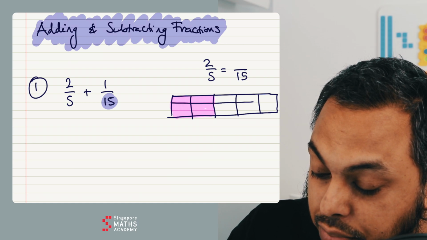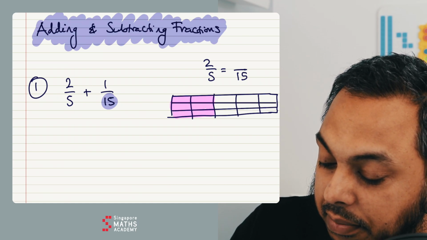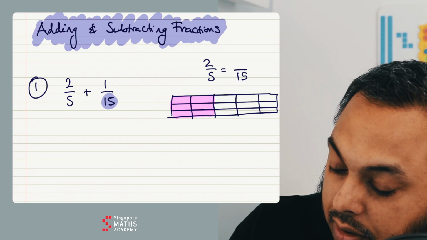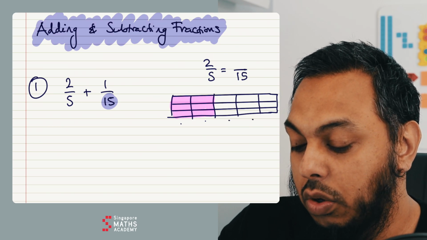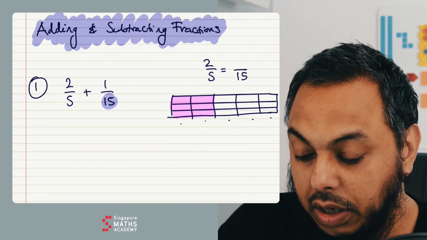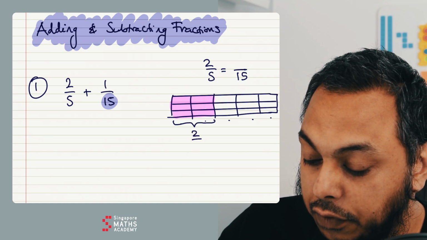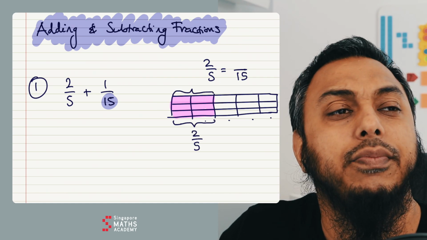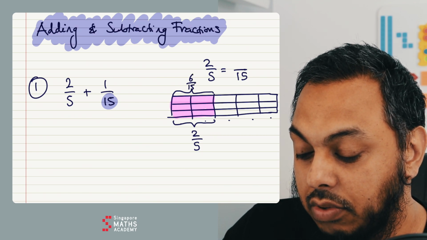Into 15ths, well, I can just break them down like this and give something like that. And let's make it a bit better. There we are, something like that. Now I've got 3, 6, 9, 12, 15. Now I've got 15 equal parts, and my 2/5, which I shaded here, are now equivalent to 6/15ths, right?